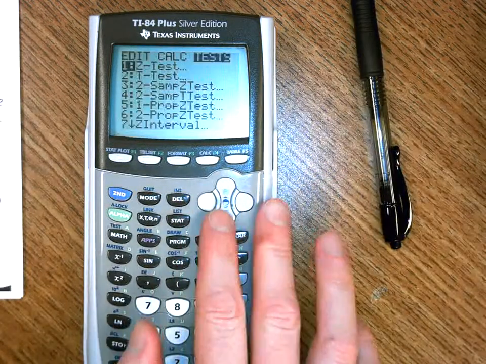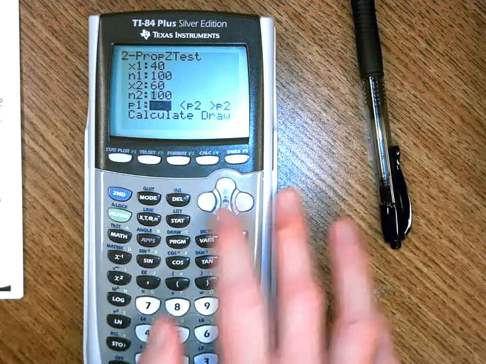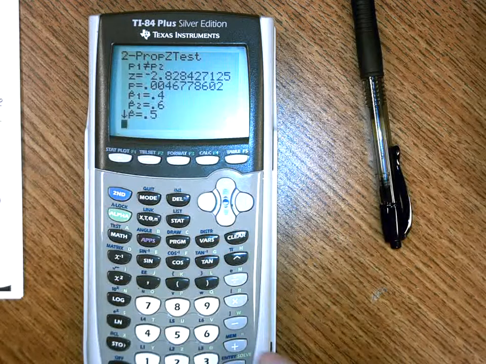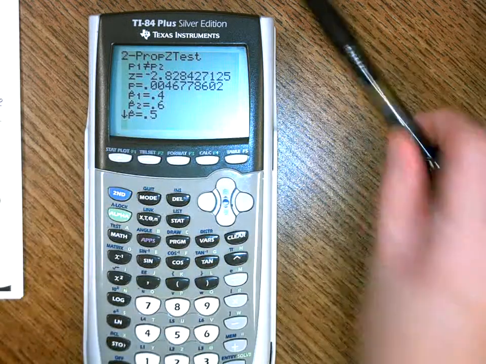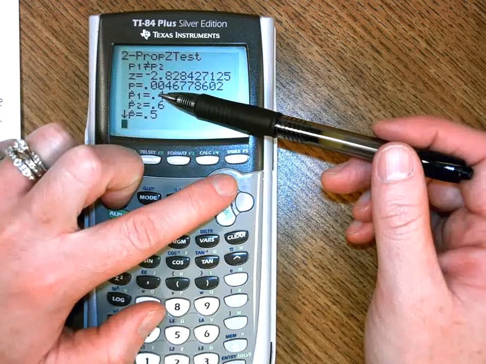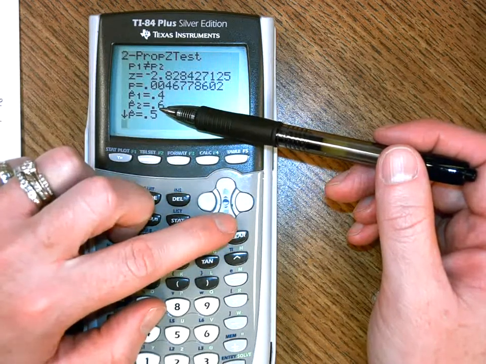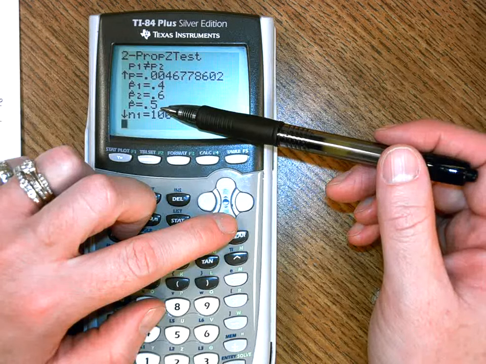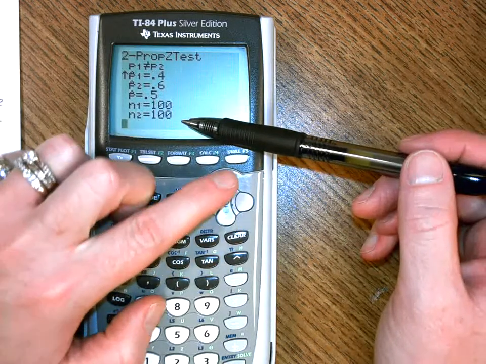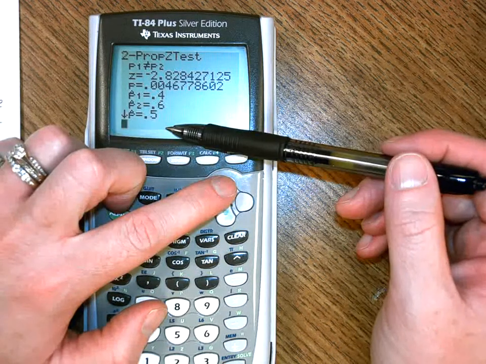I actually wanted to do a test. If I do a 2-prop z test, keep that same info in there, we'll just say, we'll go with not equal to. Calculate. You're given your z-score, your p-value, p hat 1, p hat 2. If you arrow down, that's your p hat, 0.5. You're given n1, n2, and then I thought it gave you p hat combined, but I guess not.